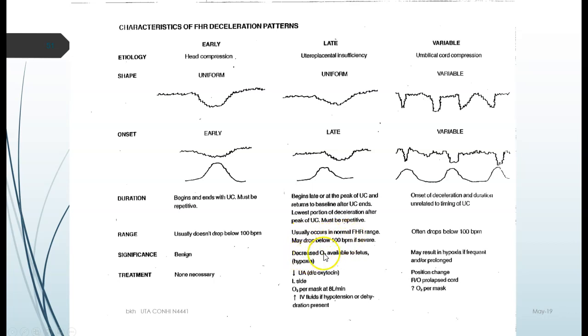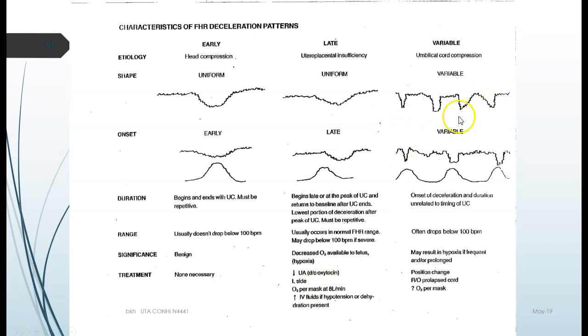Usually occurs in a normal fetal heart rate range. Again, usually doesn't drop below 100. Means that there's decreased O2 available to our baby. This is a hypoxic pattern for our baby. So what do we need to do about it? We need to turn up her IV fluids and O2, turn off her Pitocin. We need to improve blood flow through that placenta.